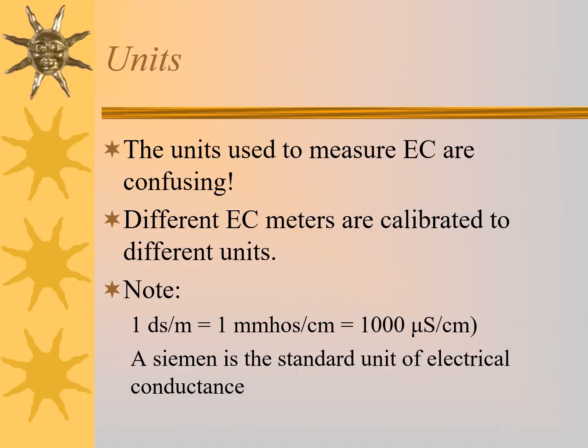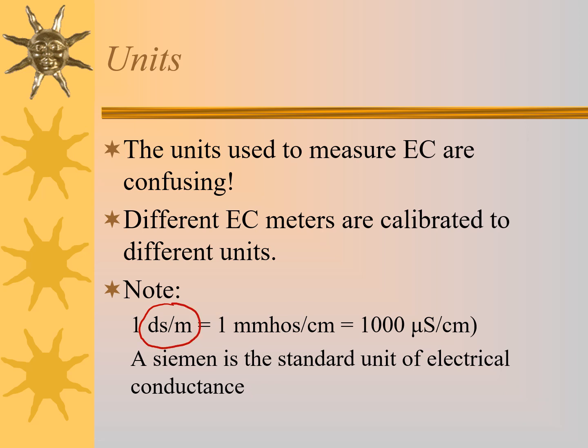The units that are used to measure electrical conductivity are a little bit difficult. They're a little confusing, and different electrical conductivity meters are calibrated to record different units. So let's look at some of the common ways that electrical conductivity is recorded, and I'll circle them as I talk about them. So one way is in decisiemens per meter, that's right here.